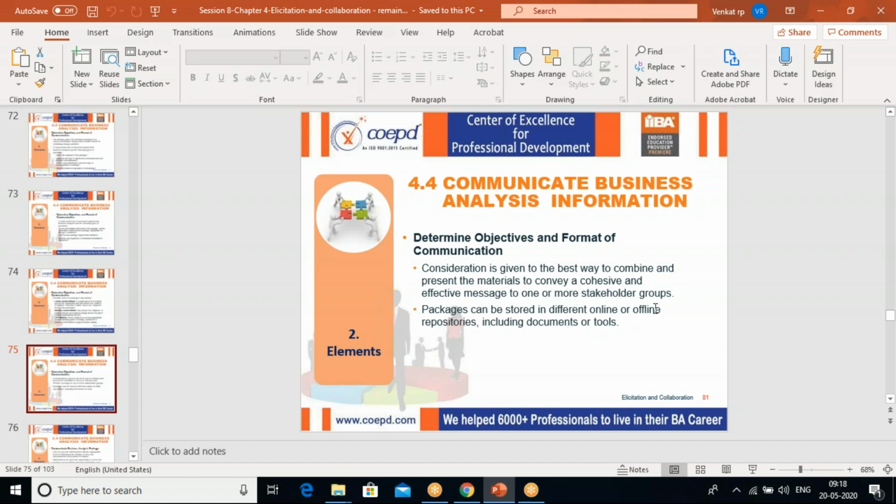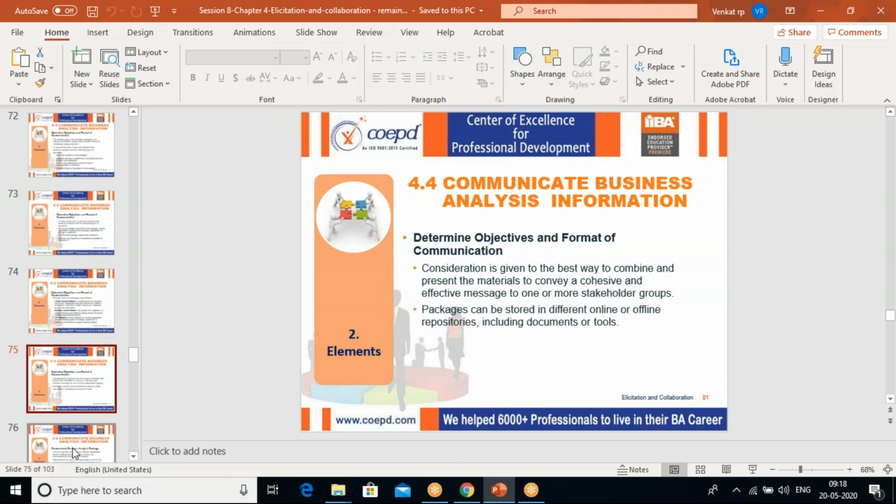Not in a single form: in whichever form the stakeholder is more comfortable, we have to adapt to it and do the other permutations and combinations to make this information available, so that they can go through it, understand it, give feedback, and collaborate with you, and we can make maximum utilization of this business analysis information. Sometimes these documents can be online, sometimes offline. Got it?